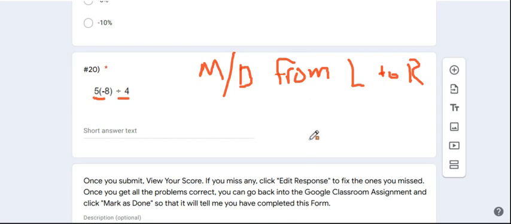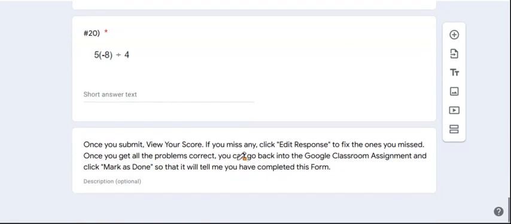Okay, once you submit, view your score. If you miss any, click edit response to fix the ones that you missed so that eventually you get every problem correct.